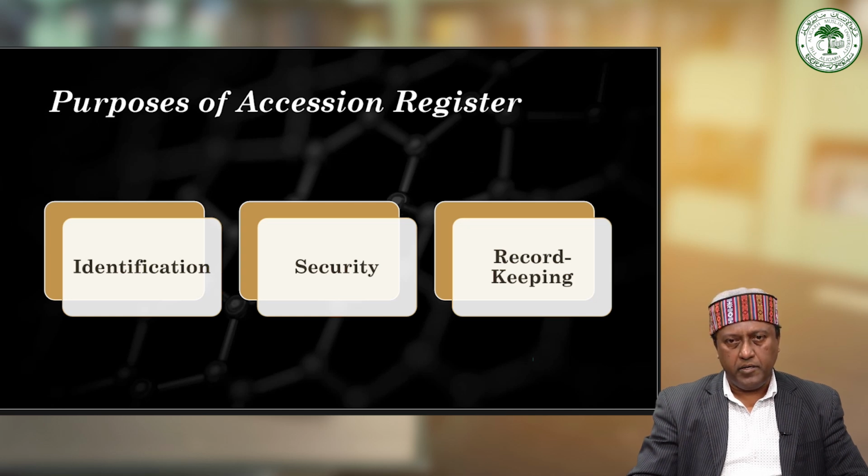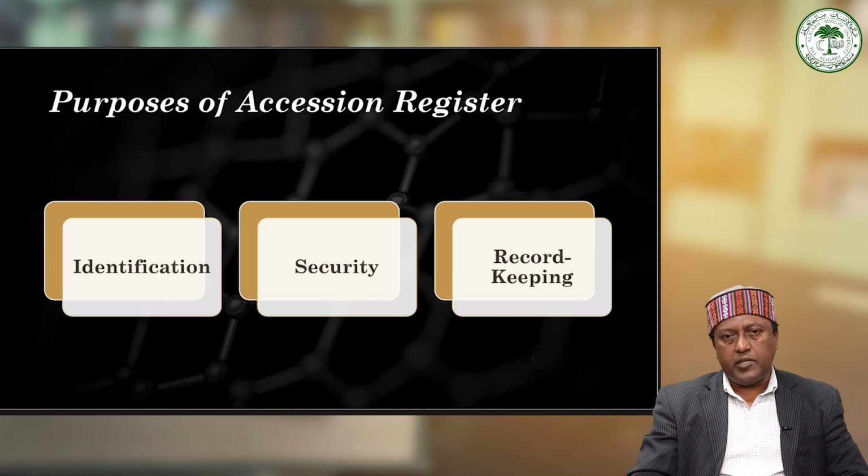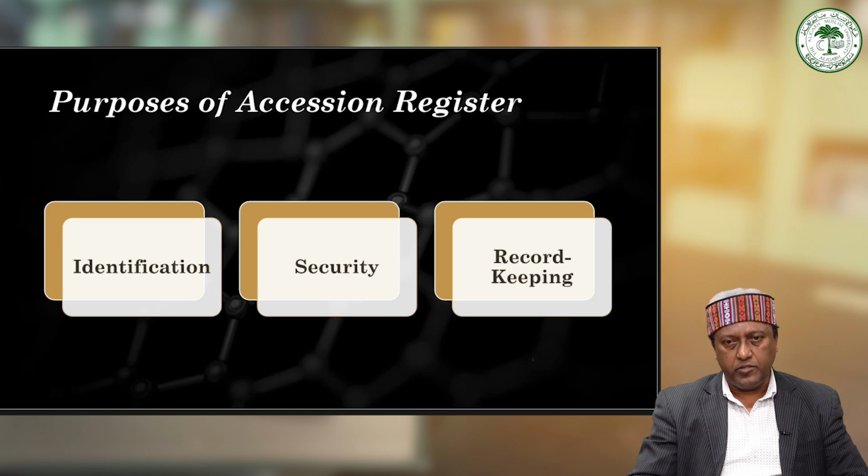Number two, security. Printing the accession number on the secret page adds an additional layer of security, as this number is known only to library staff. It helps in preventing unauthorized alterations or tampering with the book's accession information. And the third most important purpose is record keeping, which basically means reproducing the accession number on bills and cash memos.